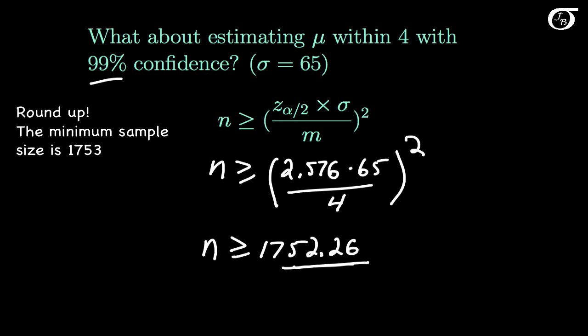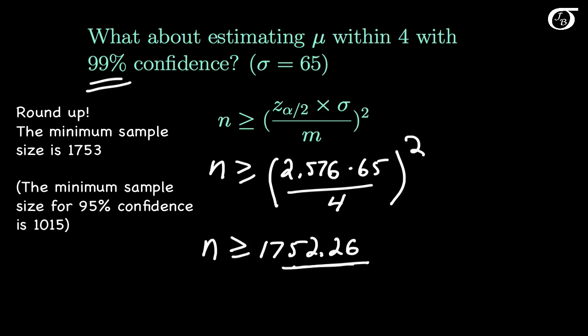Note that the required sample size to estimate mu within 4 with 99% confidence is quite a bit larger than the required sample size to estimate mu within 4 with 95% confidence.